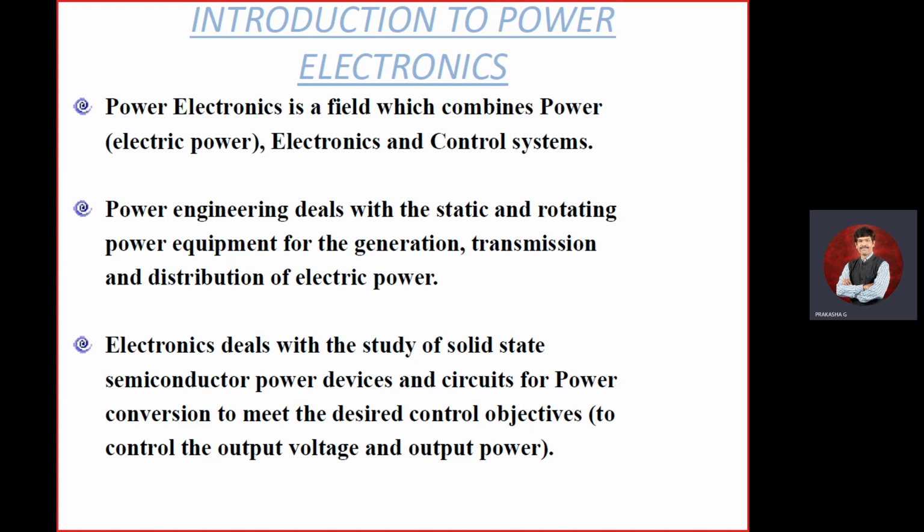So control system, electronics and power, these are the three major words we are going to learn in the current scenario. Power engineering deals with the static and rotating power equipment for the generation, transmission and distribution of electric power. Very important. I told this in the previous class also. Whenever you say power, power is required for your operation.